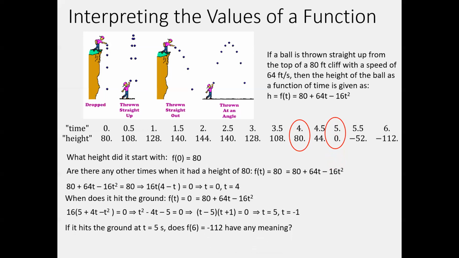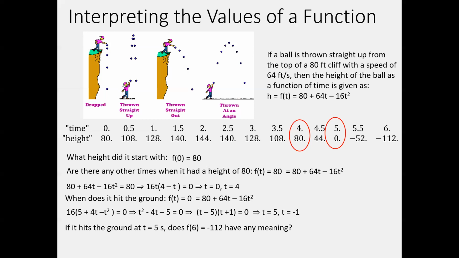If it hits the ground at t is equal to 5, we've agreed to that. At t is equal to 5, the height is 0. We can continue on with the table and say that f of 6 is -112. At the 6th second, it's at a height of -112. Does that have any meaning? Well, again, that's a yes or a no. It depends upon your physical interpretation.